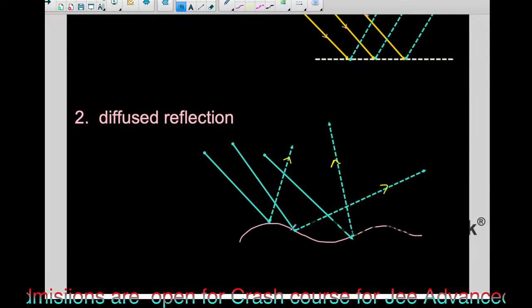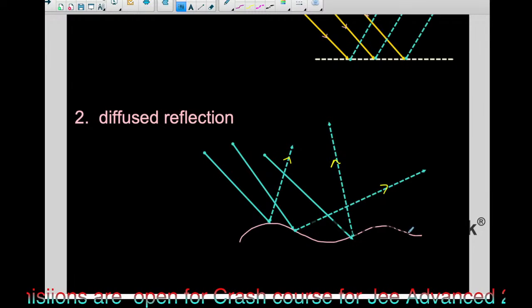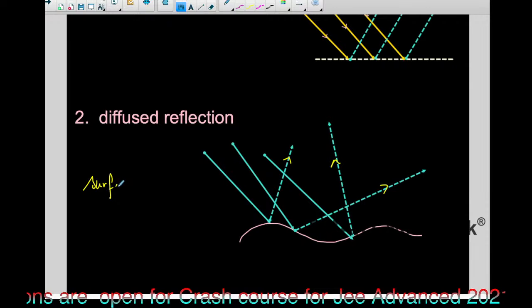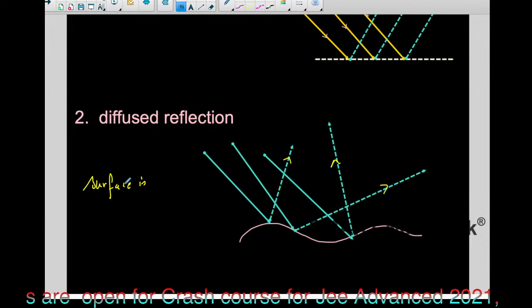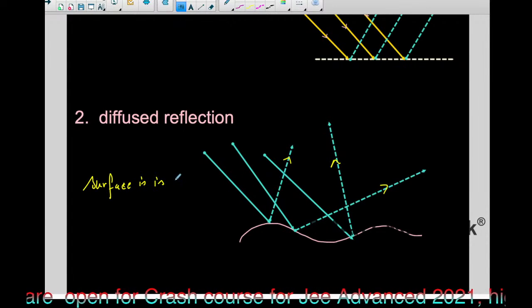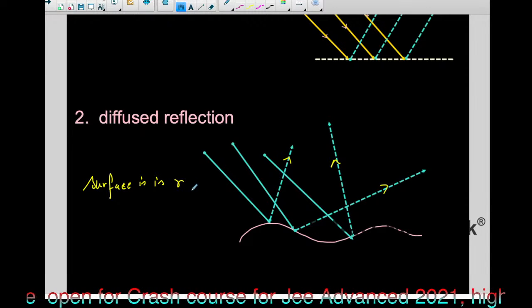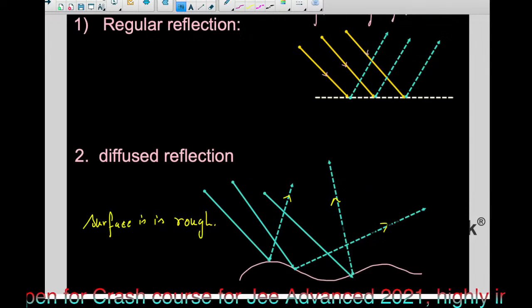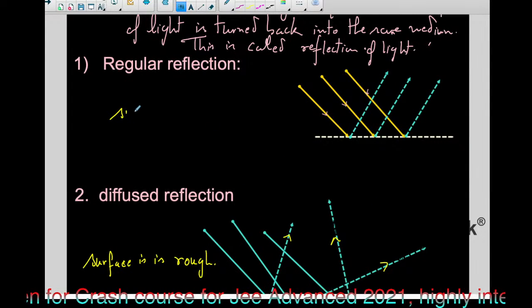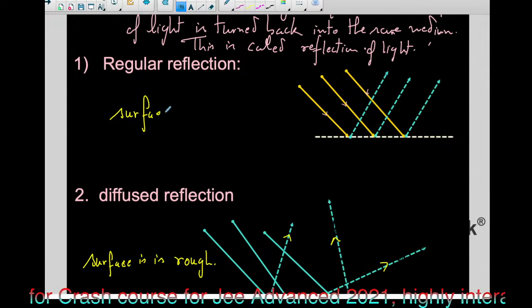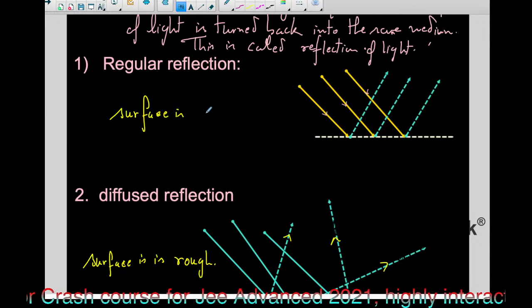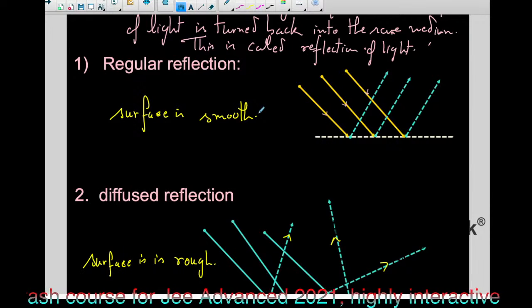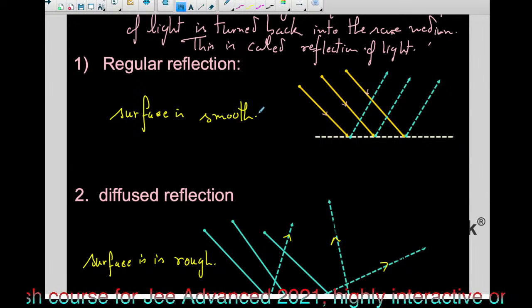What is the reason behind this? Due to the surface. Why? Here the surface is rough, and here the surface is smooth. So such reflection is called regular reflection.